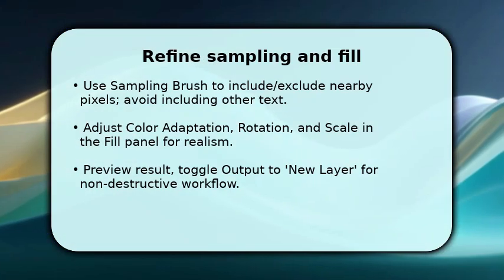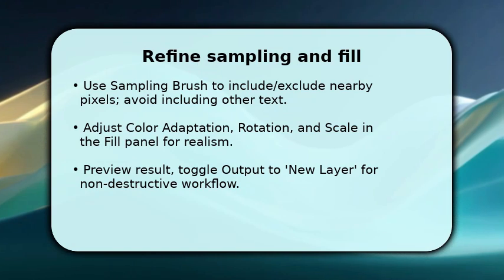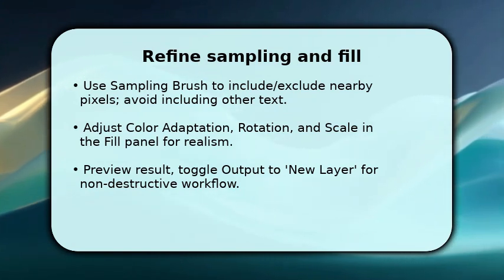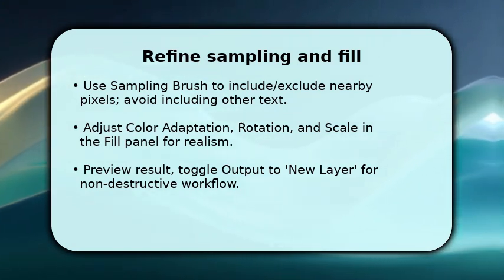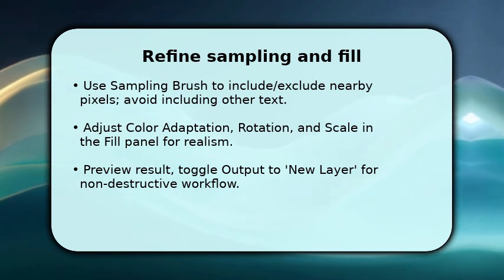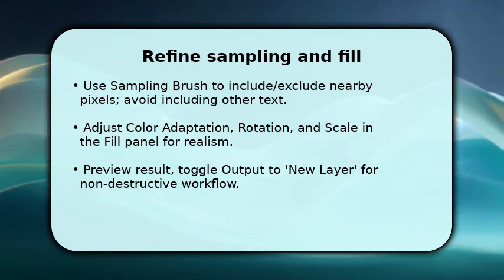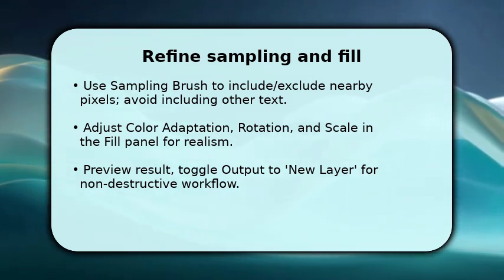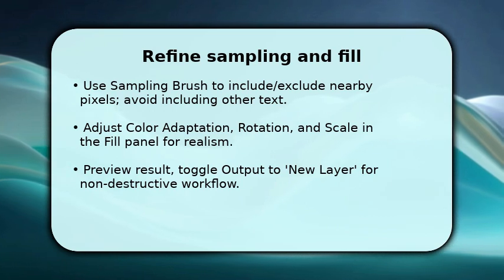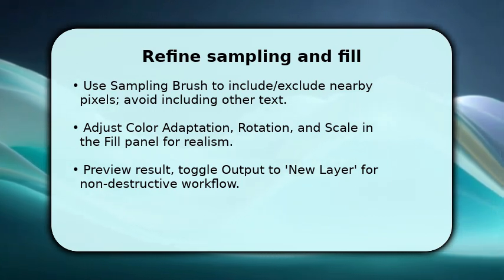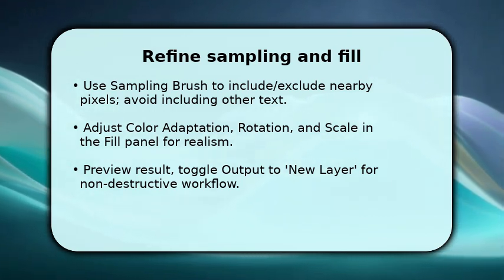Now refine how Photoshop fills that selection. Switch to the sampling brush and paint to exclude areas with other elements. You want only the correct background texture sampled. Then tweak color adaptation, rotation adaptation, and scale in the Content Aware panel so patterns and gradients match. Small changes make a big difference.